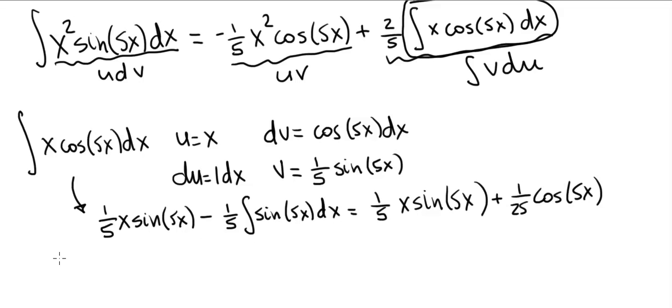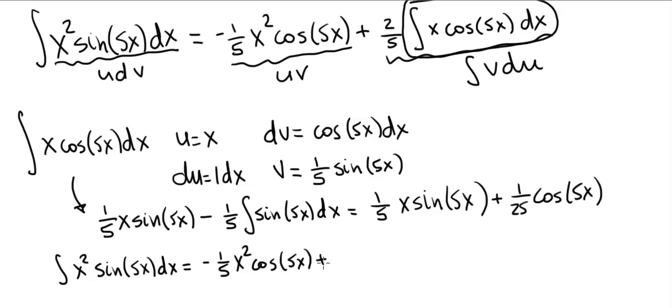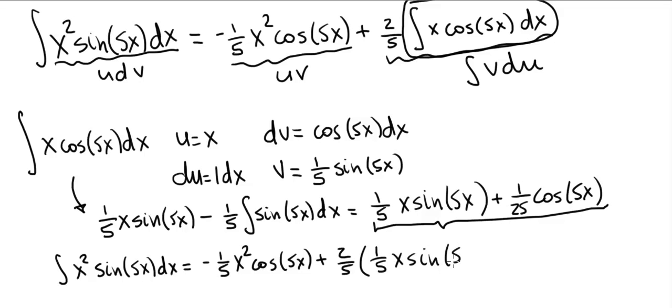Now we're ready to finish the original problem. The original problem, recall, was the integral of x squared times sine of 5x. The first time we used integration by parts, we got minus 1/5 x squared cosine of 5x plus 2/5 times the integral of x cosine of 5x. Well, we just found that. Here it is right here, this part. So plus 2/5 times 1/5 x sine 5x plus 1 over 25 cosine of 5x.